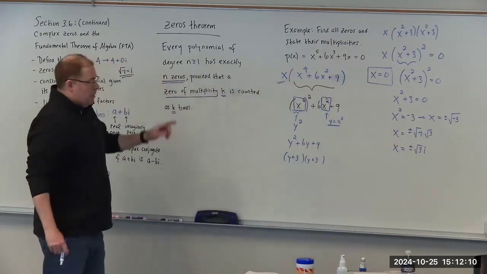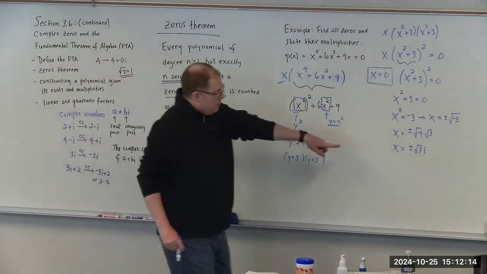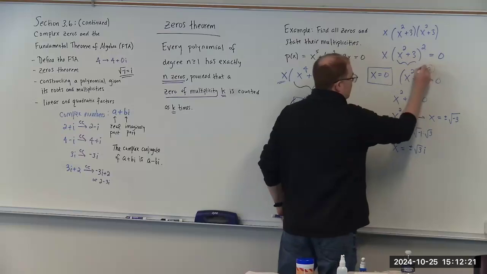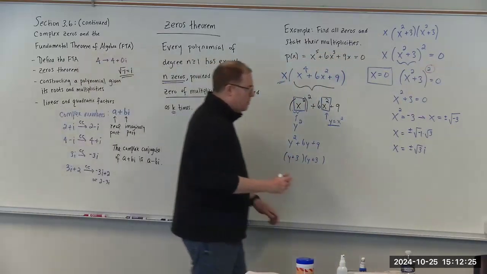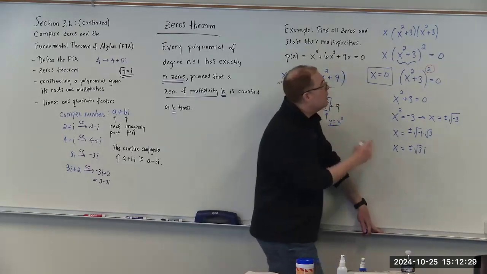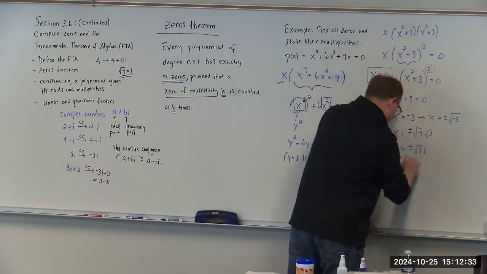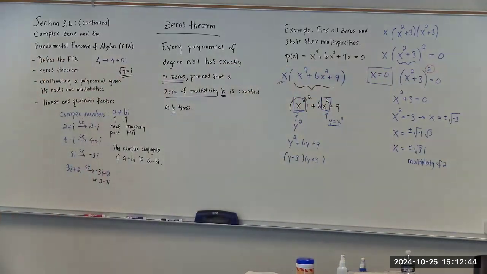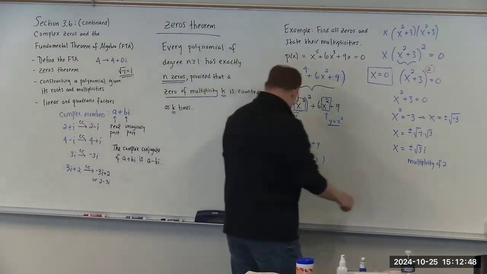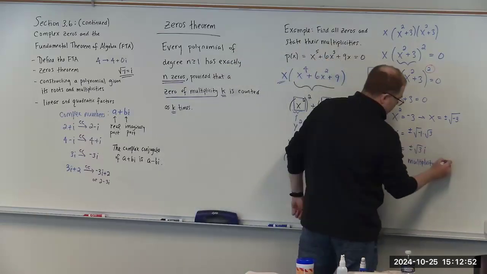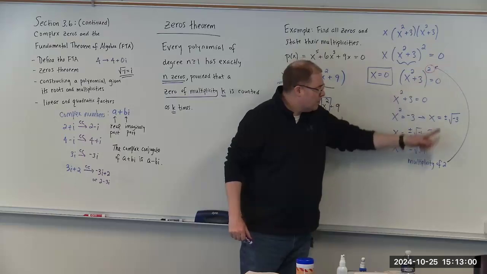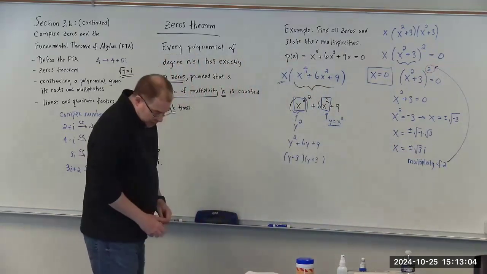But we also have to remember that this is coming from this factor, so we need to make sure that we state the multiplicity here. So this is going to be x equals plus or minus square root of 3 i with multiplicity of 2. Again, multiplicity of 2, that's coming from here. For example, if that was 3, this would be multiplicity of 3. If that's 4, this would be multiplicity of 4.